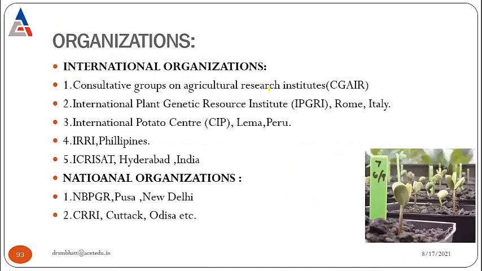And there are various international and national organizations like NBPGR, Pusa, New Delhi, and international organizations like CGIAR, the Consultative Group on International Agricultural Research, the International Plant Genetic Resources Institute, IPGRI, Italy, the International Potato Center, CIP, Lima, Peru, IRRI, Philippines, ICRISAT, Hyderabad. So these are international organizations.